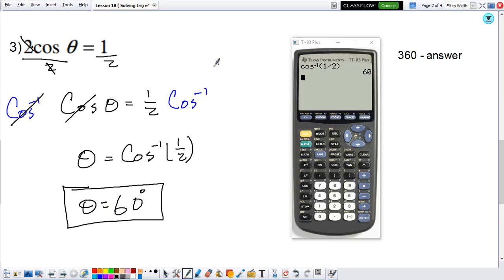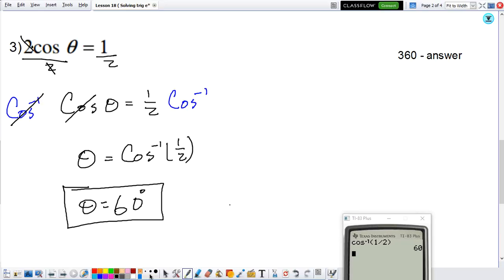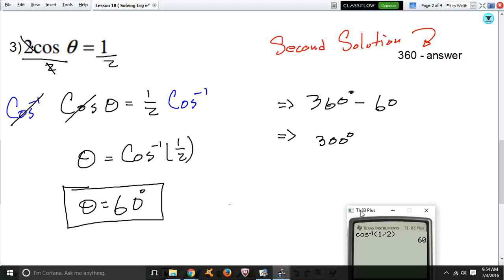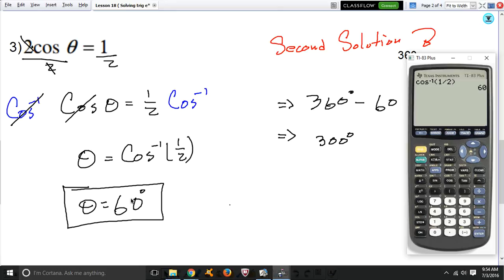But now, when we multiply by the cosine inverse, we still got to check our second solution. But now we're going to find our second solution a little bit differently. The second solution is found this way: 360 minus the answer. So for the second solution here, we're going to get 360 minus our first solution, which is 60 degrees. So that's going to give me 300. So let's check if 300 gets me the same answer as 60 degrees.